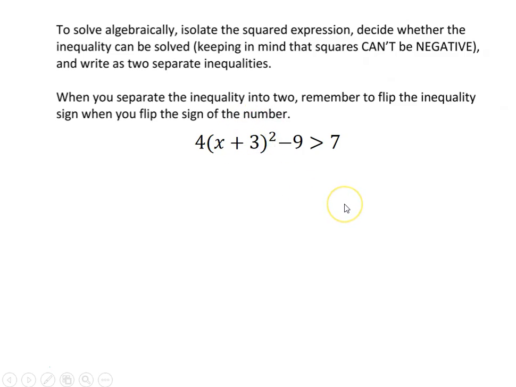So basic algebraic steps here. We're going to add 9 to both sides, make that 7 into a 16 and get rid of the negative 9. Then we're going to divide by 4 on both sides, and we have x plus 3 squared.